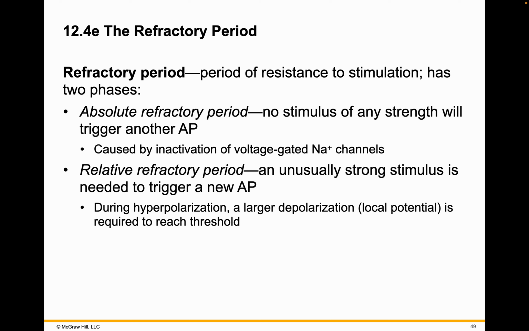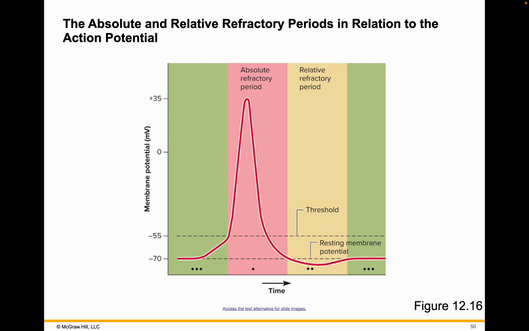There is a refractory period, which is the period of resistance to stimulation. We can divide it into the absolute refractory period, where no stimulus of any strength will trigger another action potential. This is caused by inactivation of the voltage-gated sodium channels. A relative refractory period is when, if you had an unusually strong stimulus, you might be able to trigger a new action potential. So during hyperpolarization, a larger depolarization is required to reach the threshold. And those are mapped out here.